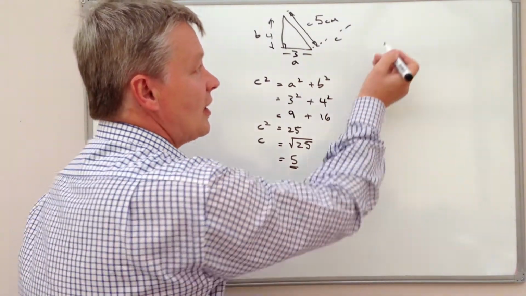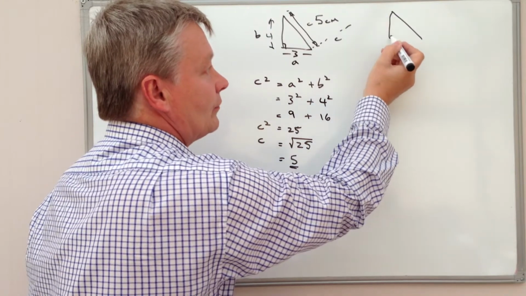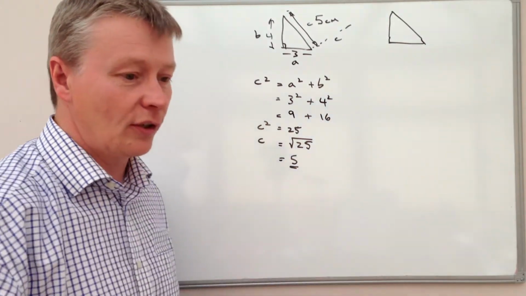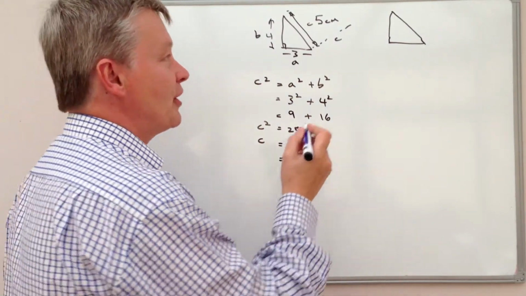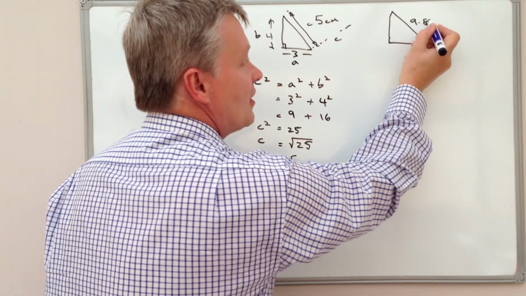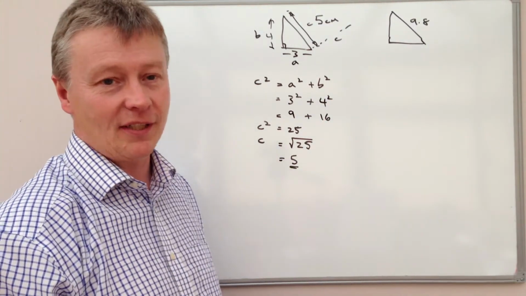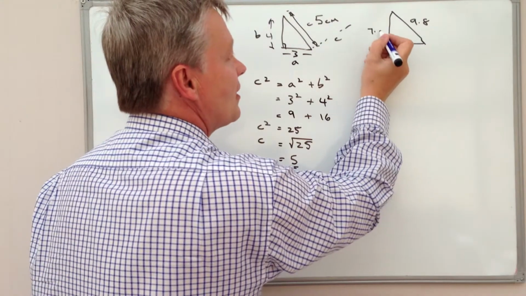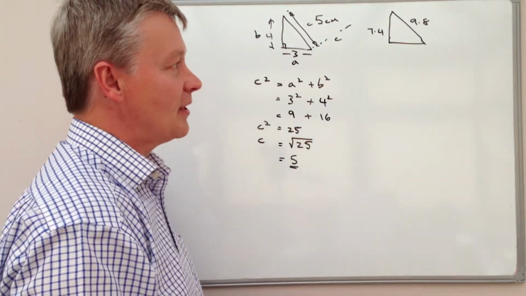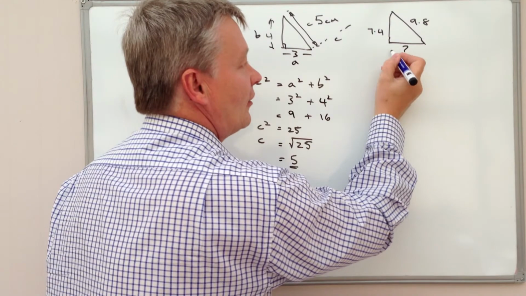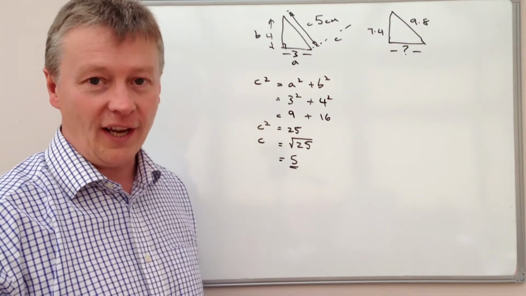Okay, so let's have a look at another triangle, and this particular triangle, they're going to make it a little bit more difficult for us because they say this is 9.8 centimetres and this is 7.4 centimetres, and they want to find out this length along here.